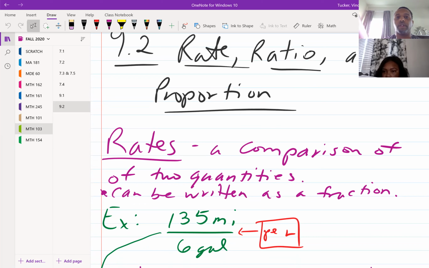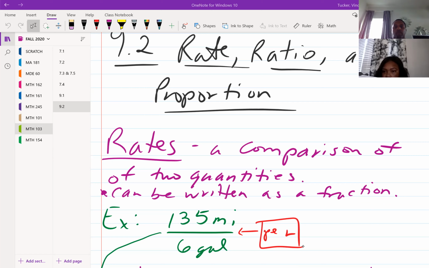All right. So we're looking at, it was 9.2 for that class, but it's 2.1 for you guys. Rates, ratios, and proportions. This over here.